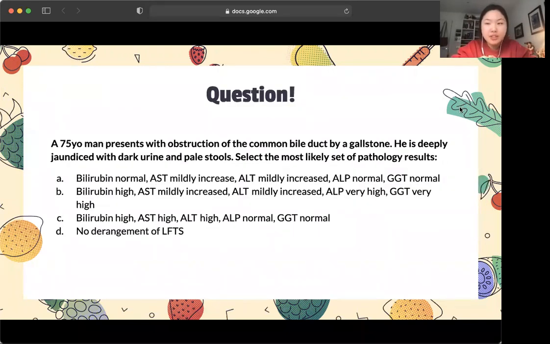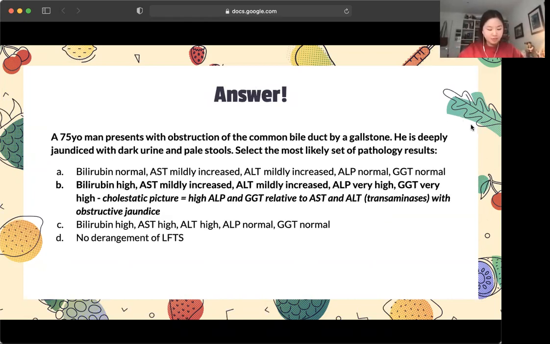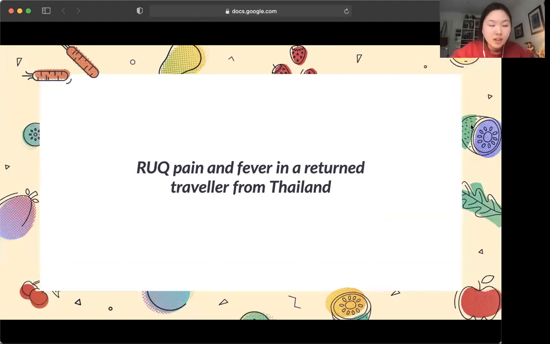Do we have time for questions? Probably not. Let's move on. But these are good questions in terms of how they ask MCQs on LFTs: here are the pathology results, interpret them for us. Cool. And once again, I will get to the questions once we finish, but I've got a lot of things to get through.